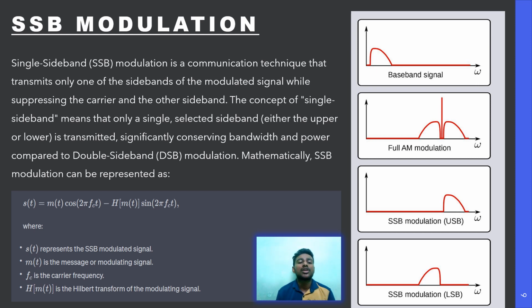Mathematically, SSB modulation can be represented as S(t) = m(t) cos(2π f_c t) minus m̂(t) sin(2π f_c t), where S(t) represents the SSB modulated signal, m(t) represents the message or modulating signal, f_c is the carrier frequency, and m̂(t) is the Hilbert transform of m(t).